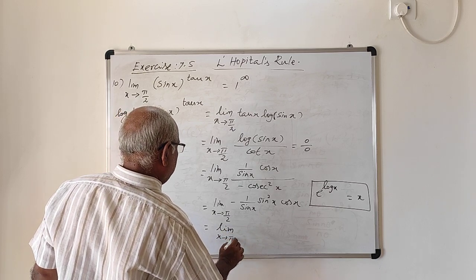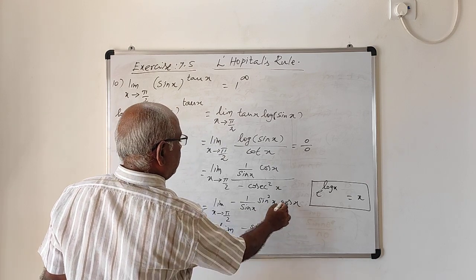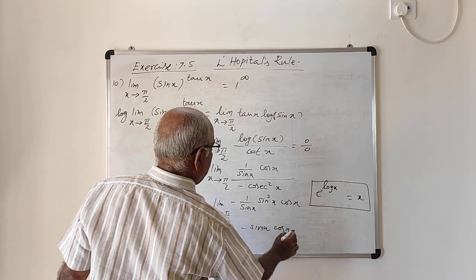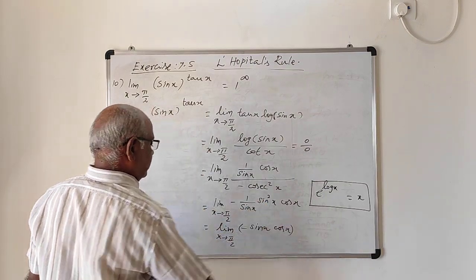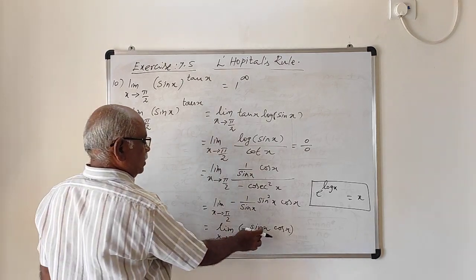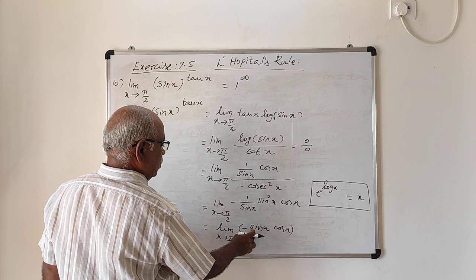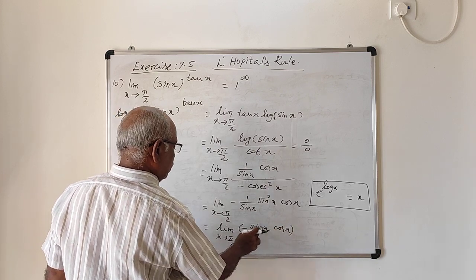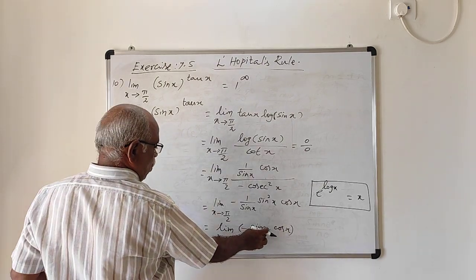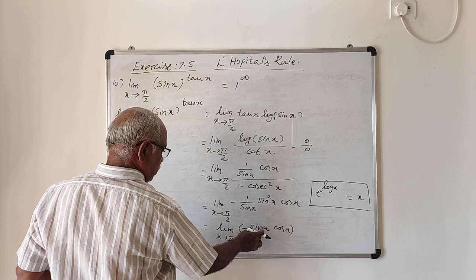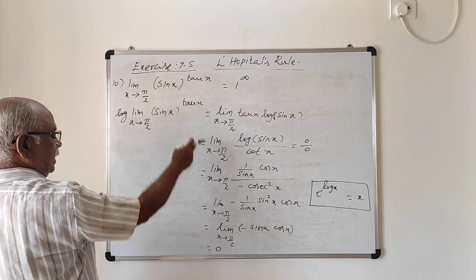So you will get the limit x tends to pi by 2 of minus sin x into cos x. The sin square cancels, leaving minus sin x into cos x. With x tending to pi by 2, sin 90 is 1 and cos 90 is 0, so 0 into minus 1 is 0. So the answer is 0. So log of the limit x tends to pi by 2 of sin x power tan x is 0.